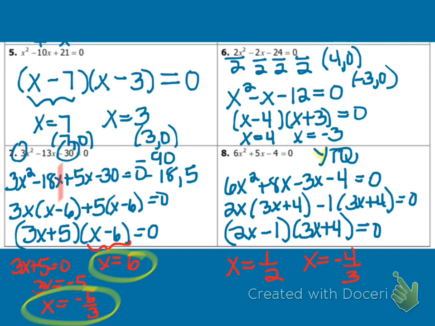All right, so thanks for giving that one a try. And the solutions to number 8 are x is equal to 1/2, or written as an ordered pair as 1/2 comma 0, and x equals negative 4/3, or negative 4/3 comma 0.